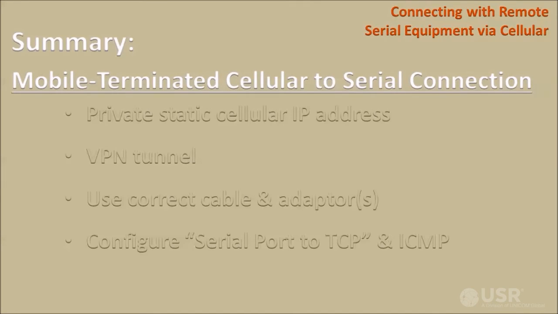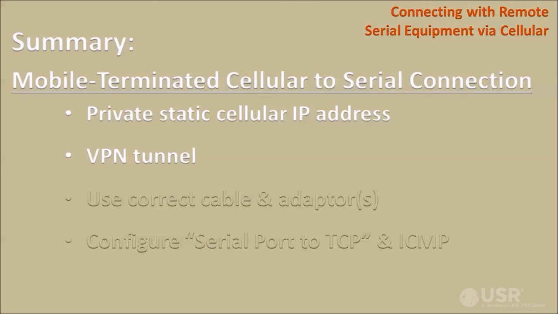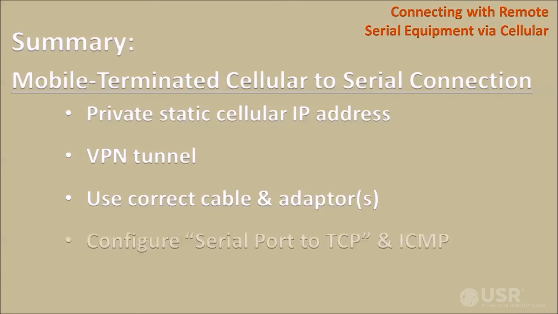In this video, I've explained how to set up and test a cellular M2M system to make mobile-terminated or mobile-originated connections with remote serial equipment. The mobile-terminated setup requires a cellular gateway that's provisioned with a static IP address and a VPN tunnel connecting the host to a private cellular network. The gateway's serial port must be connected to the target equipment's serial port with proper cables and adapters, and a cellular gateway must be configured for serial port to TCP and ICMP.